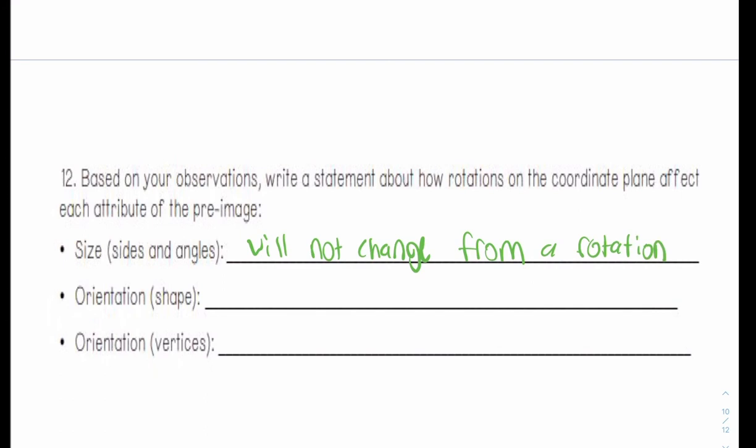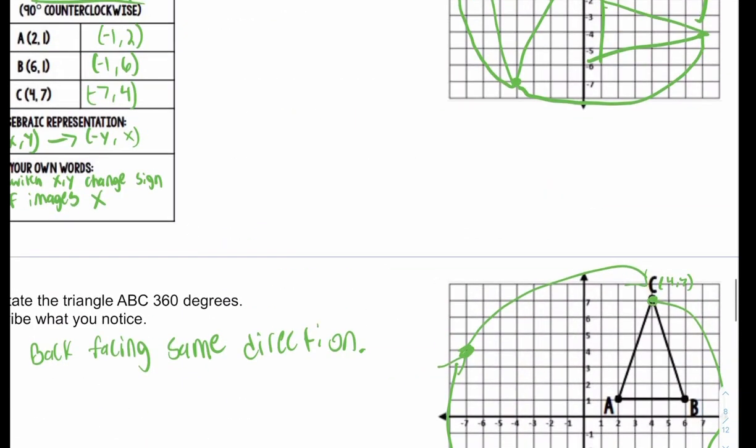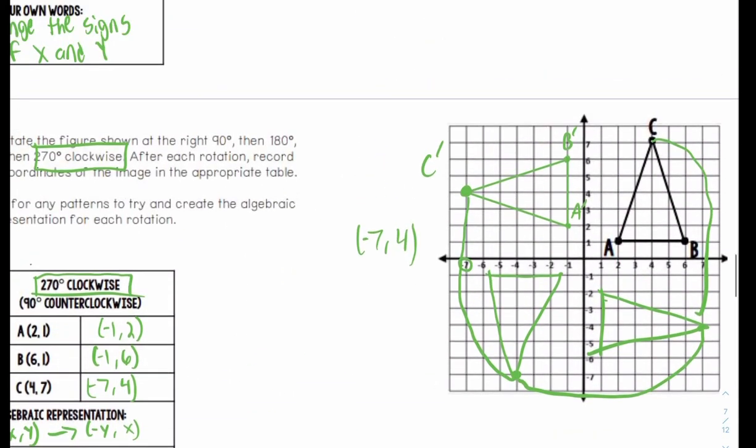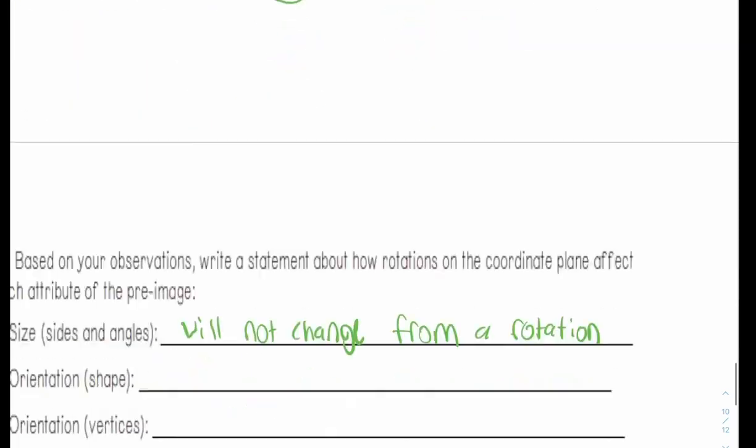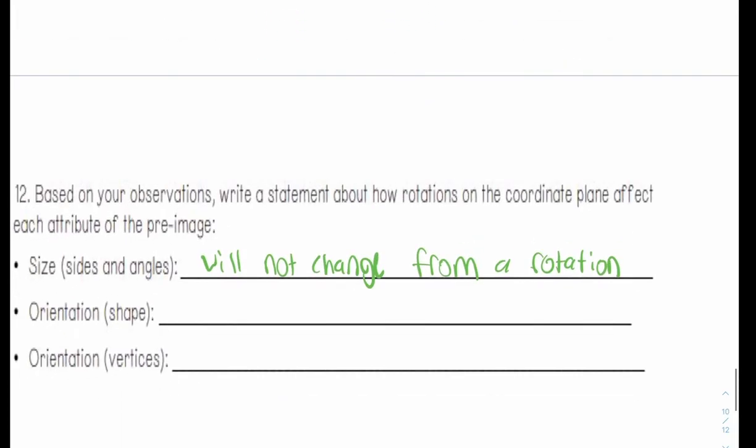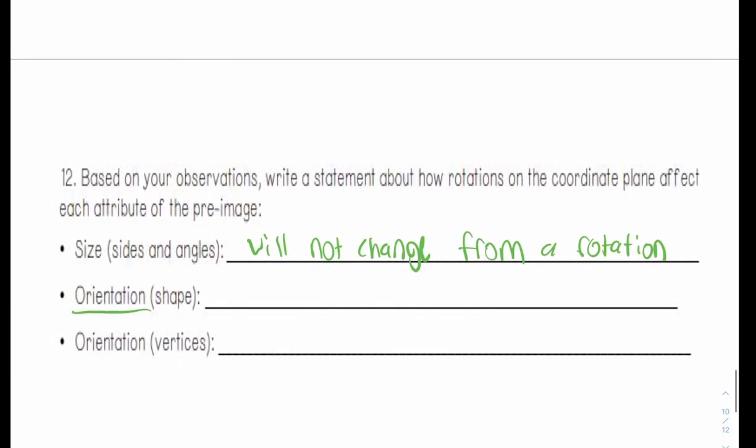Orientation, which means the direction that it's pointing in. The easiest one to tell is this triangle. It was pointing up, then it was pointing to the right, then it was pointing down, then to the left. So the direction you're facing is going to change. Your orientation of the shape will change from a rotation.